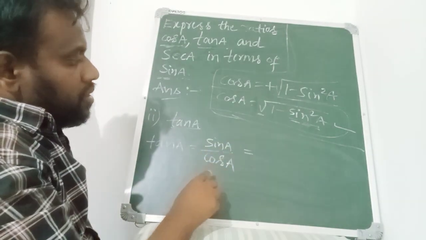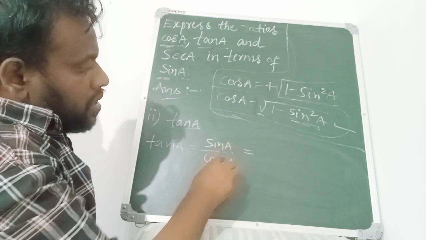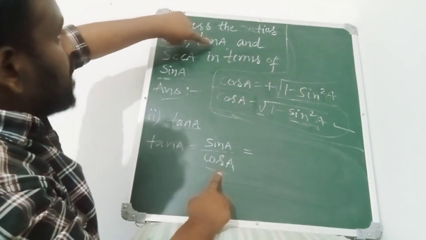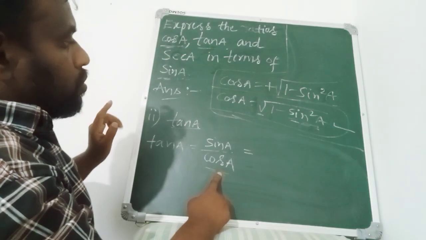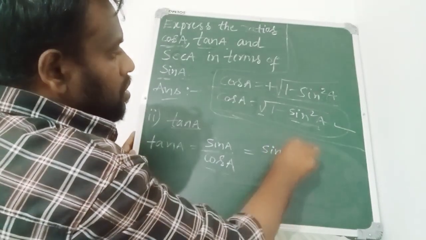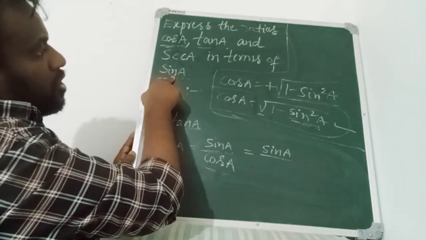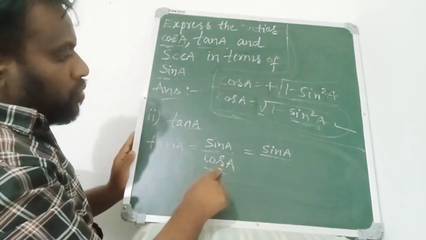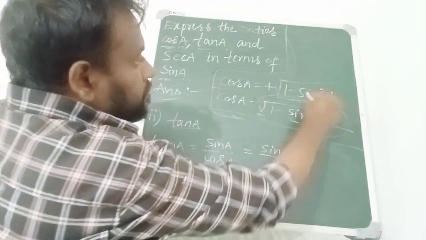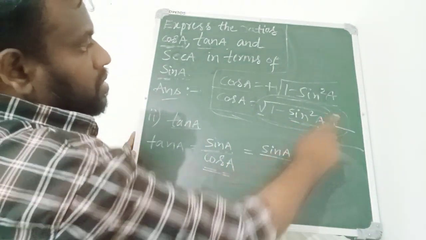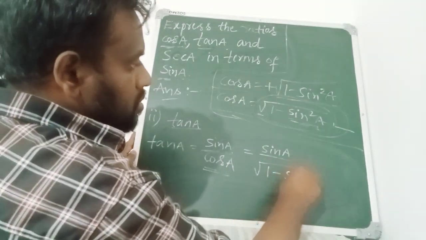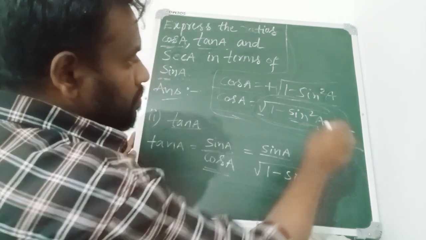But you see here sin A is there, along with this sin A we have cos A also. But the question says this tan A should be in terms of sin A. So what you have to do, this sin A keep as it is, because the question itself is saying it should be in terms of sin A. Now we don't want cos A. So in place of cos A, write this: cos A is equal to square root of 1 minus sin square A. So in place of cos A, I am writing square root of 1 minus sin square A.